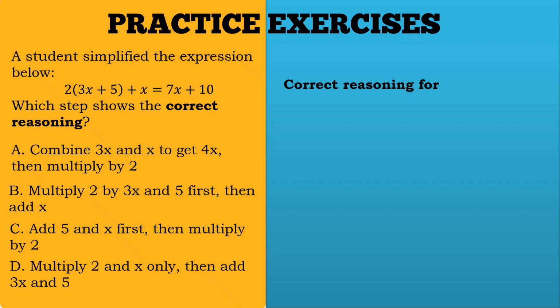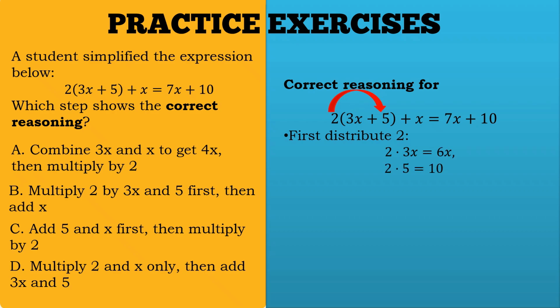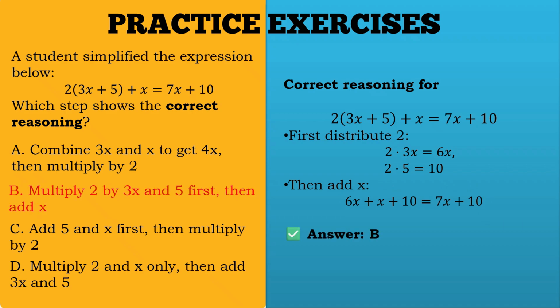Alright, let's find out the correct reasoning. So in the expression, 2 times the quantity of 3x plus 5 plus x is equal to 7x plus 10. First, distribute 2. So we have 2 times 3x is equal to 6x. 2 times 5 is equal to 10. Then, add x. So we have 6x plus 10 is equal to 7x plus 10. So the correct answer is letter B. Multiply 2 by 3x and 5 first, then add x.